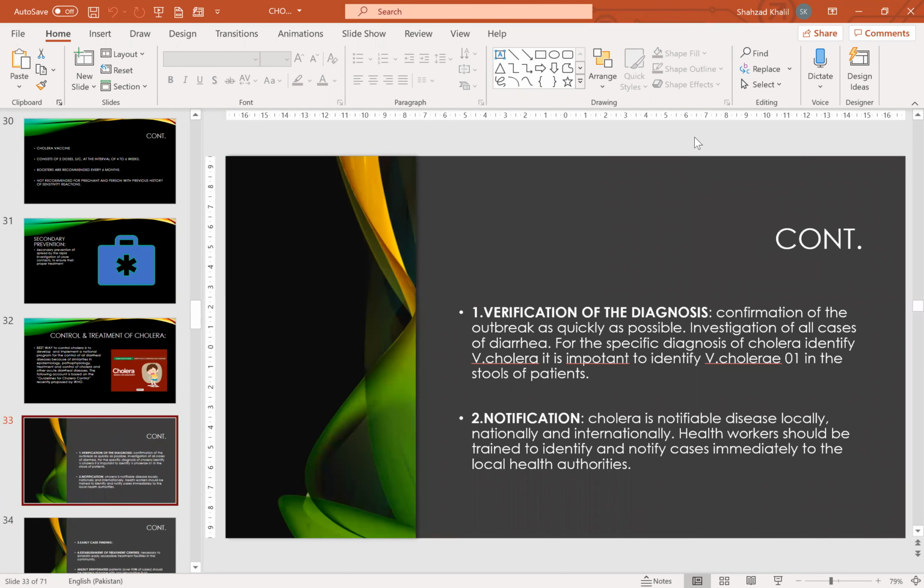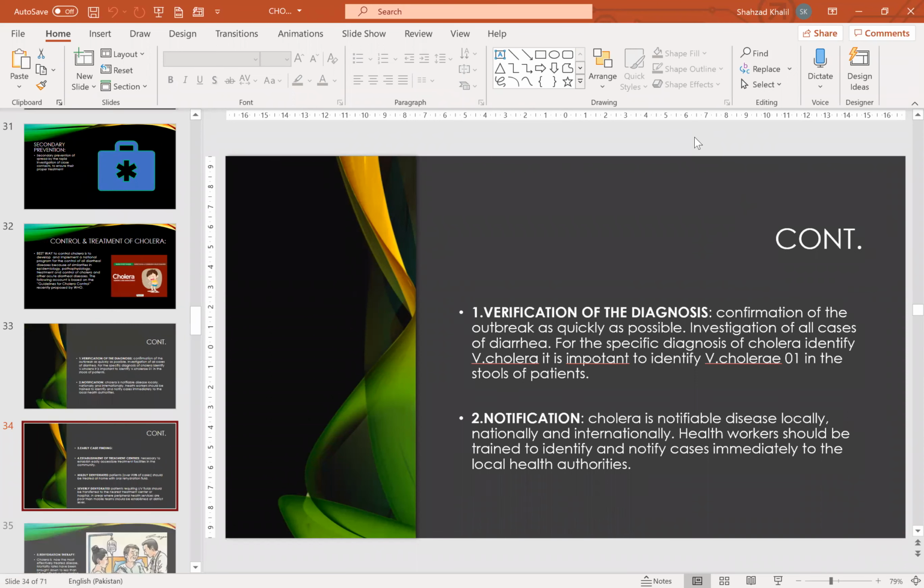First, the verification of the diagnosis: confirmation of the outbreak as quickly as possible, investigation of all cases of diarrhea for the specific diagnosis of cholera, identify Vibrio cholerae. It is important to identify Vibrio cholerae O1 in the stools of the patient. Notification. Cholera is a notifiable disease locally, nationally, and internationally. Health workers should be trained to identify and notify cases immediately to the local health authorities.